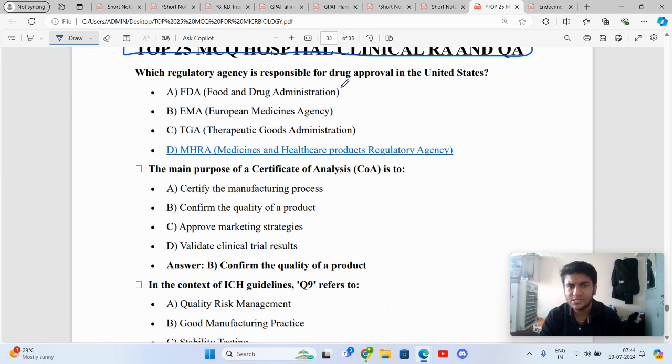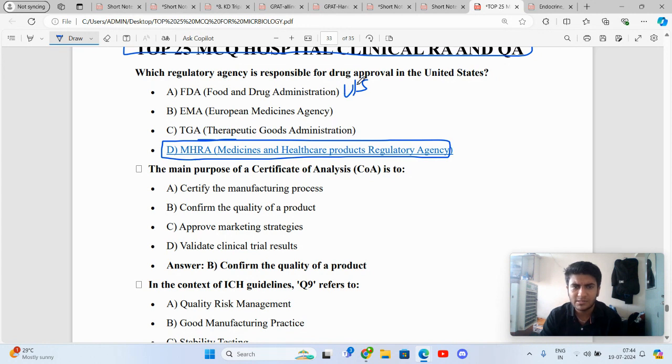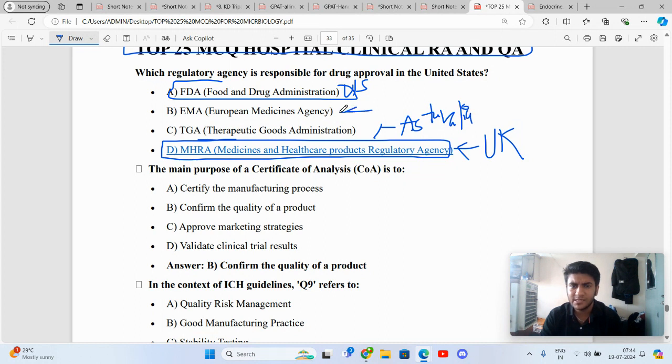Which regulatory agency is used for drug approval in the United States? The right answer is MHRA. Okay, I'm so sorry, it is a wrongly marked answer. In the US, you have US FDA, and in the UK, you have the Medicines and Healthcare products Regulatory Agency. TGA is for Australia. EMEA is for Europe. Anvisa is for Brazil.